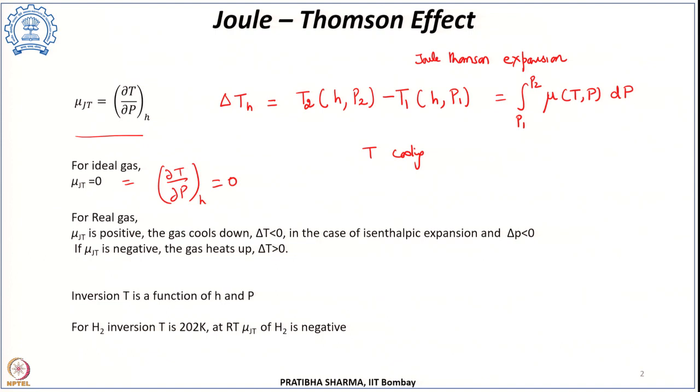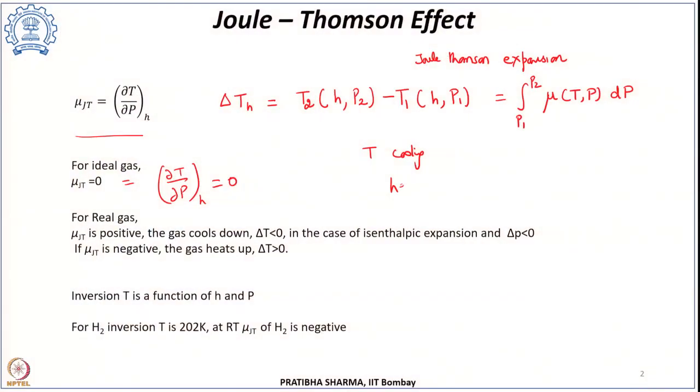However, if the molecules of the gas interact repulsively, in that case when there is an expansion, pressure decreasing, volume increasing, then the potential energy of the gas decreases. To keep the internal energy constant, the kinetic energy of the gas, or the temperature of the gas, increases, and in that case we can observe heating in the gas.